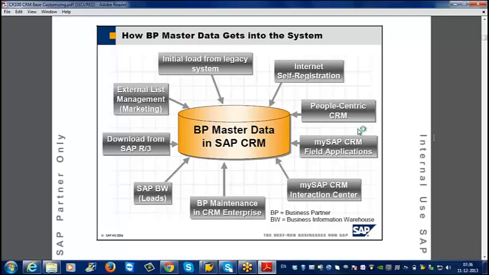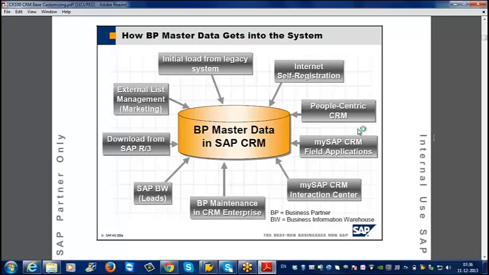And then interaction center. Yesterday also we spoke. From the call center itself, if the call agent would like to create a new business partner, you can create the business partner in the system from there itself. And then the traditional way of maintaining a business partner is in SAP GUI, CRM 5.0 or 7.0. And then BW leads. Through leads also you can create the business partners, and download from R3.